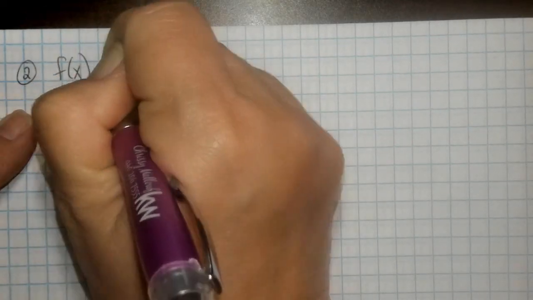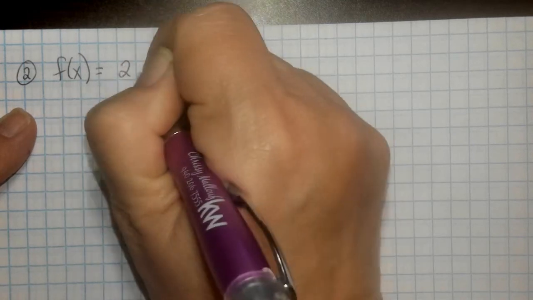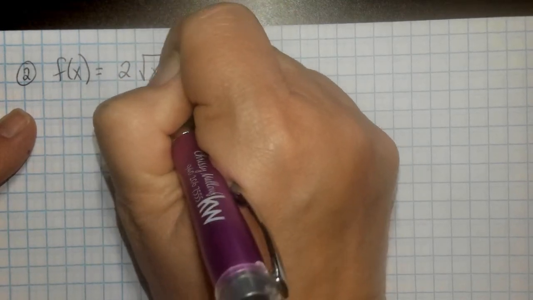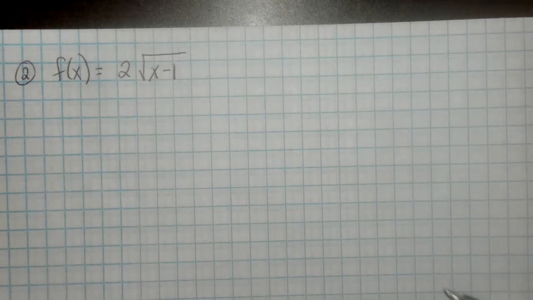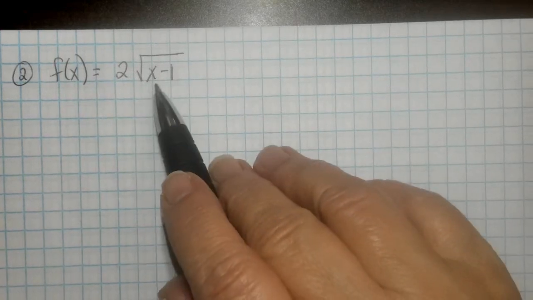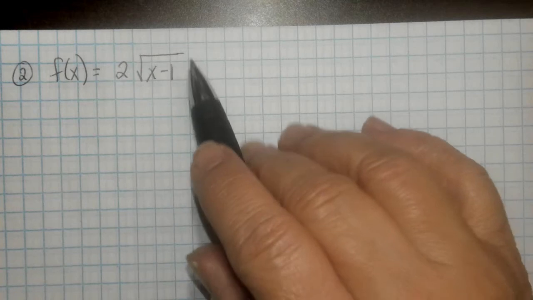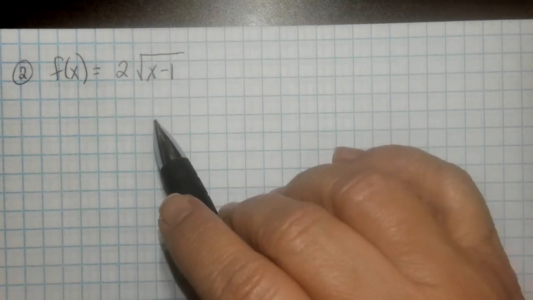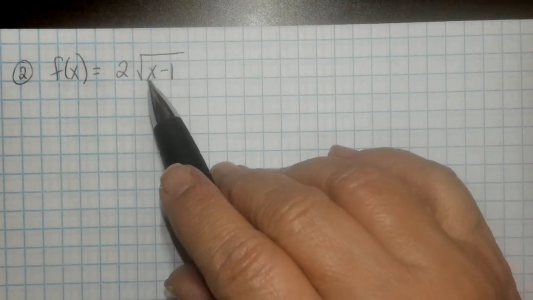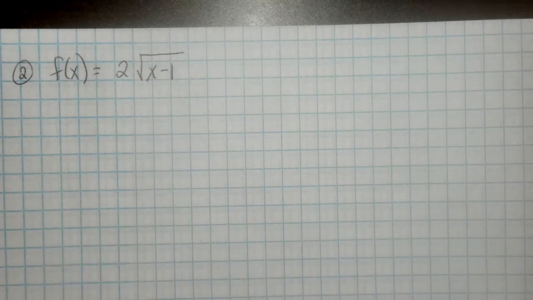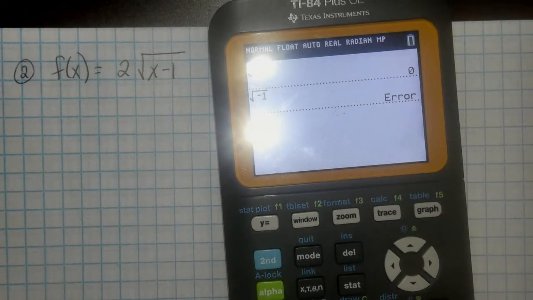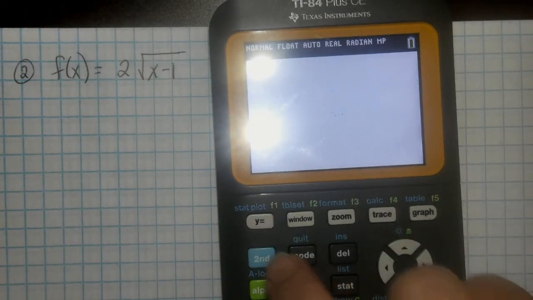F of x is equal to 2 times the square root of x minus 1. So notice, that first example had a fraction in it. That was a rational function because we had a ratio, a fraction. This is different. Now we've got a square root function. So, can you take the square root of 0? Is that okay to do? Yes. If you're not sure about that answer, just try it on your calculator.